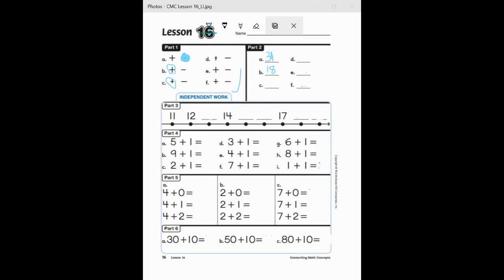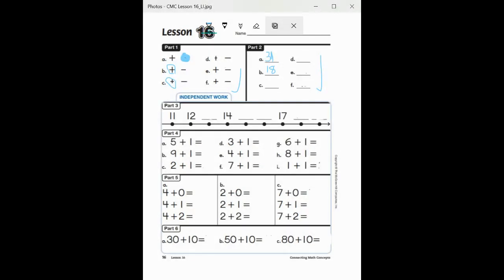D, write 53. Write the two-part number 53. Next to E, write 12. 12. And next to F, write 98. Great job. You should now have this part done.